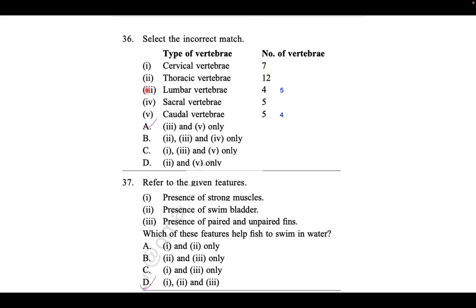There are 7 cervical vertebrae, 12 thoracic vertebrae, 5 lumbar vertebrae, 5 sacral vertebrae, and 4 caudal vertebrae. A is the answer.